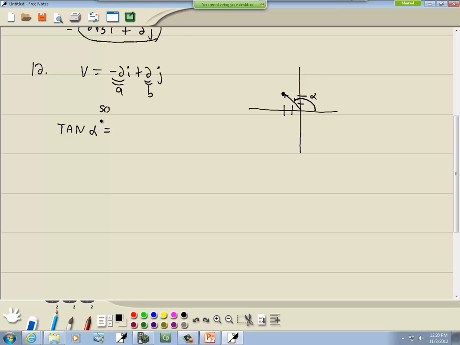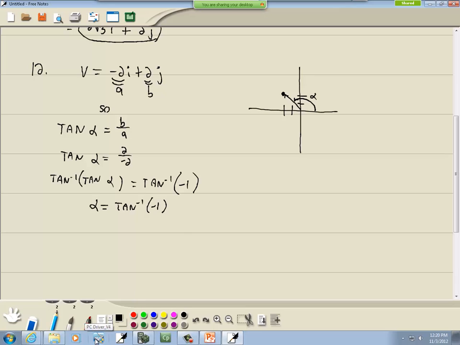Now remember what this was before. Tangent is equal to y over x. Y corresponds to our j, that unit vector. So we're going to put b over a. So tangent alpha is equal to 2 over negative 2. Now I can take inverse tangent on both sides, arctangent. So we take inverse tangent on both sides. 2 divided by negative 2 is negative 1. So we got alpha is equal to inverse tangent of negative 1.